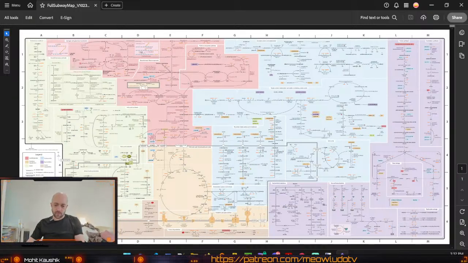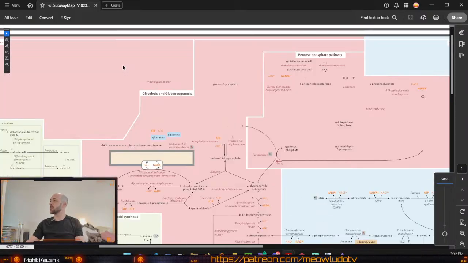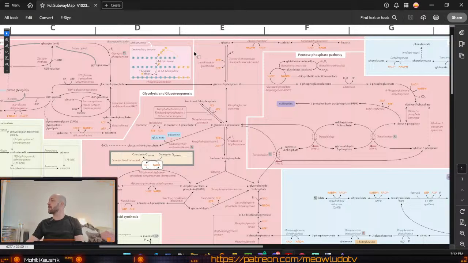So the key concepts for this are that we take glucose and we turn it. In fact, let's zoom in here. This is probably a bit easier. Okay, so if we have a look here, this right in the center is glucose. We're going to ignore the pentose phosphate pathway for the moment. We're going to have a look down here, glycolysis and gluconeogenesis. Okay, this is what we're interested in.